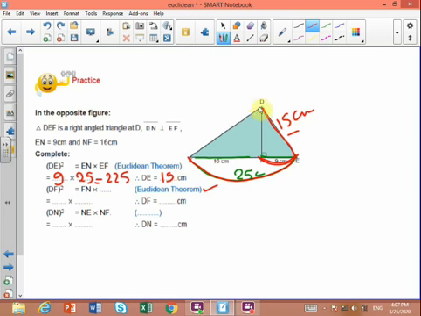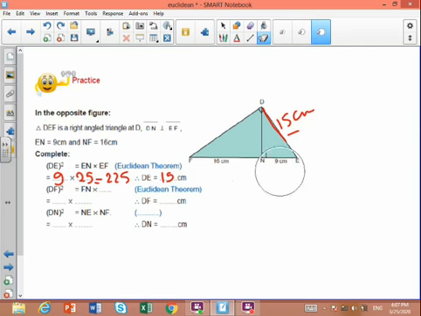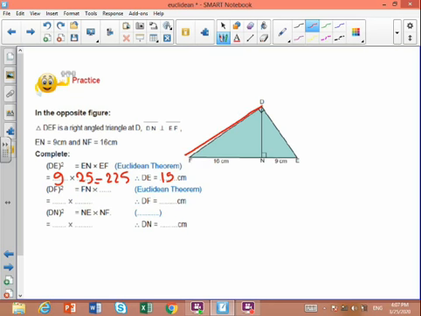He told you that DF square equals what? Equals FN times what? Times the length of the hypotenuse. So it is equal FN times FE, which is 16 times 25. So 25 times 16 equals 400. 400 under root equals 20 centimeter. So this is 15, this is 20.